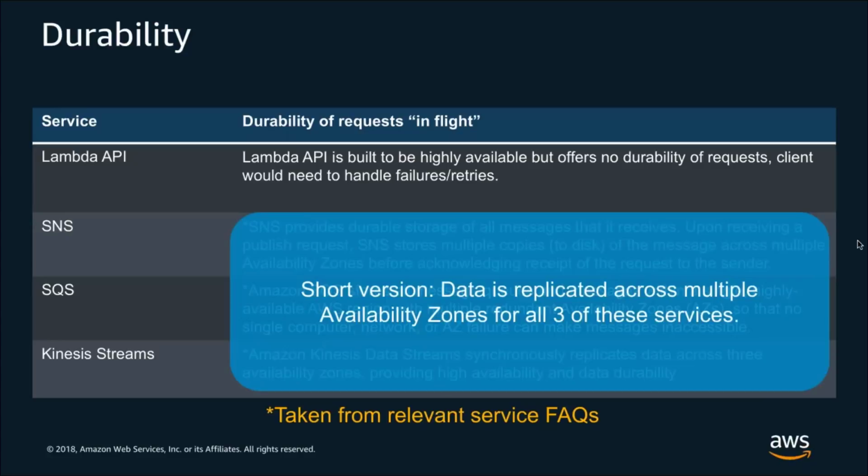Really, the takeaway from this one, the short version, is that for SNS, SQS, and Kinesis Streams, data is going to be replicated across multiple availability zones and stored with a high level of durability such that no single point of failure should cause any record to be lost while it's in flight. Essentially, if you get back a 200 OK when you talk to the APIs for these services, you can have the comfort that your data is securely stored in them until it's been processed and pulled back out the other side.